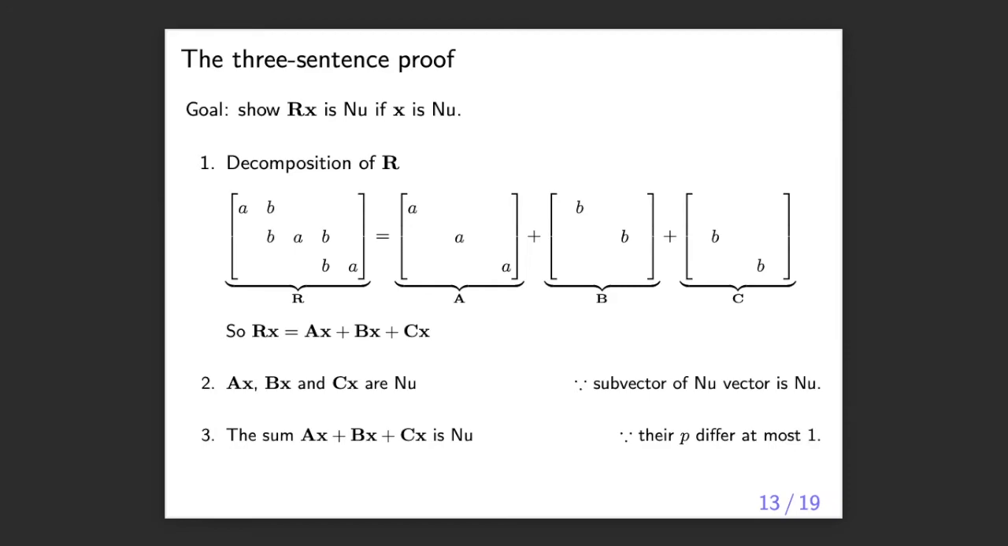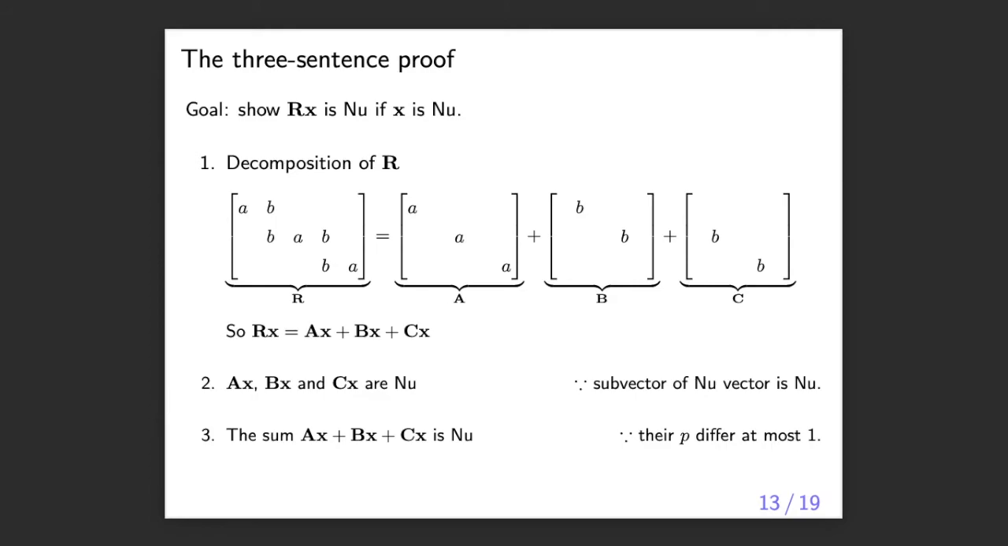Ax, Bx, Cx are NU because, look closely, A subsamples the odd entries of vector x multiplied by A, and B and C subsample the even entries of vector x and multiply them by constant b. So Ax, Bx, Cx are subvectors of NU vectors, which are NU. The last sentence is very simple. Because of sentence 2, we know that Ax, Bx, Cx are all NU vectors. So we just need to show that their sum is NU.